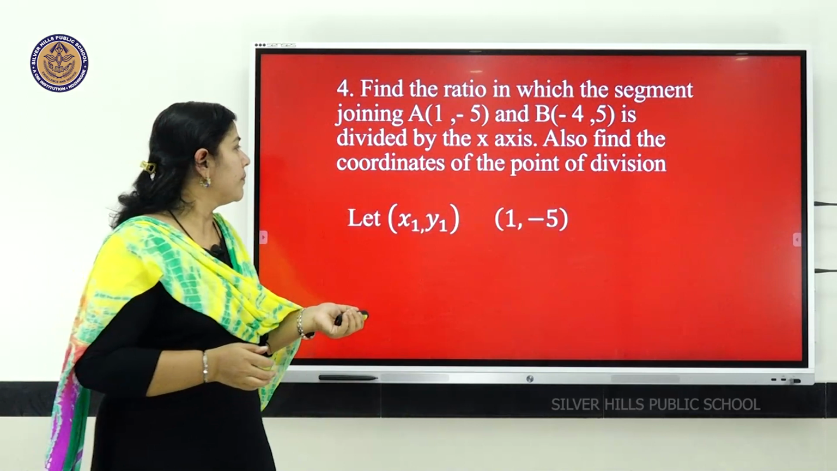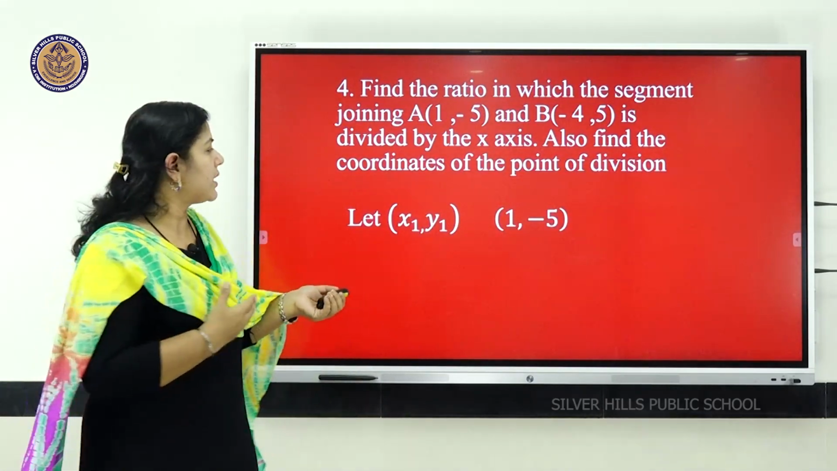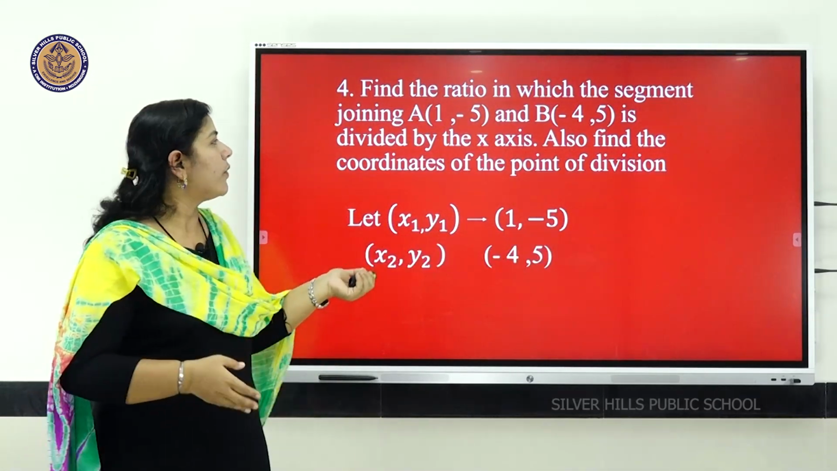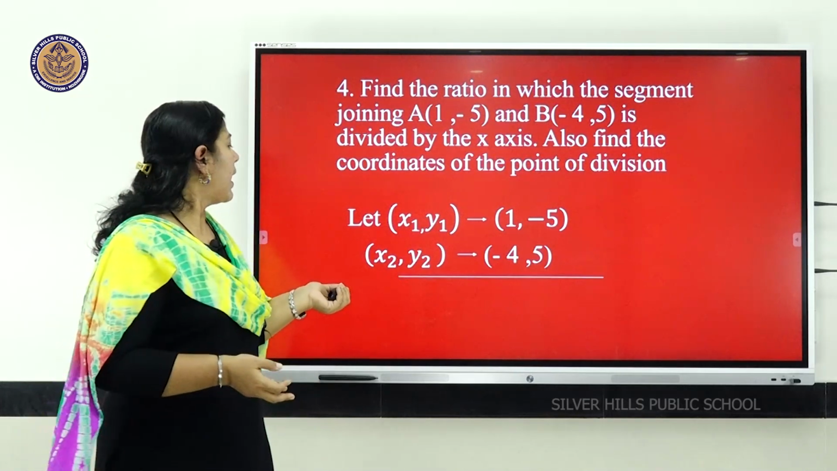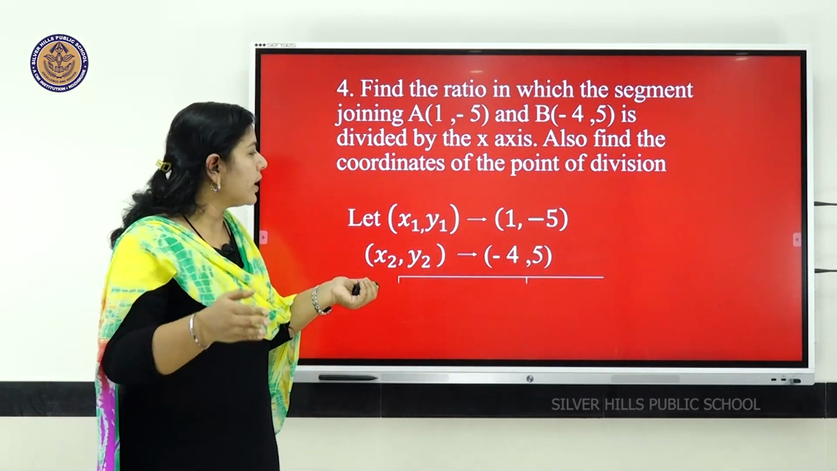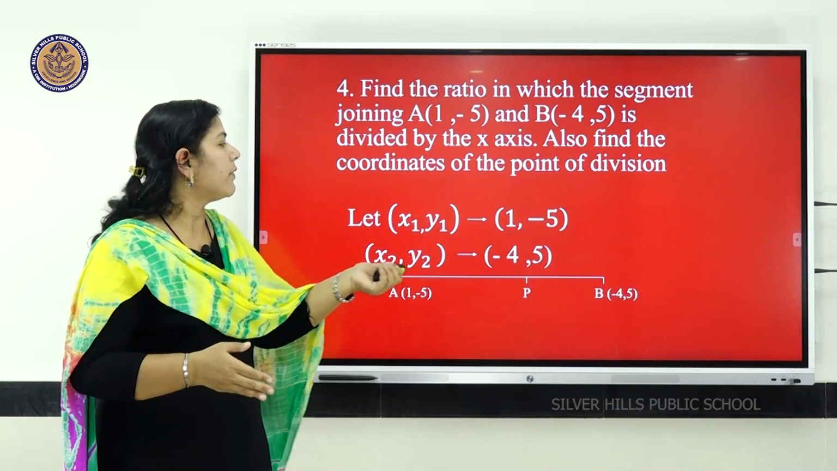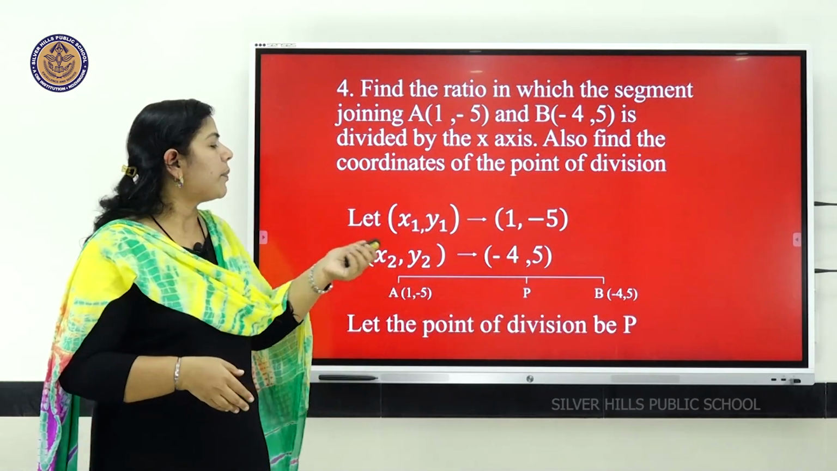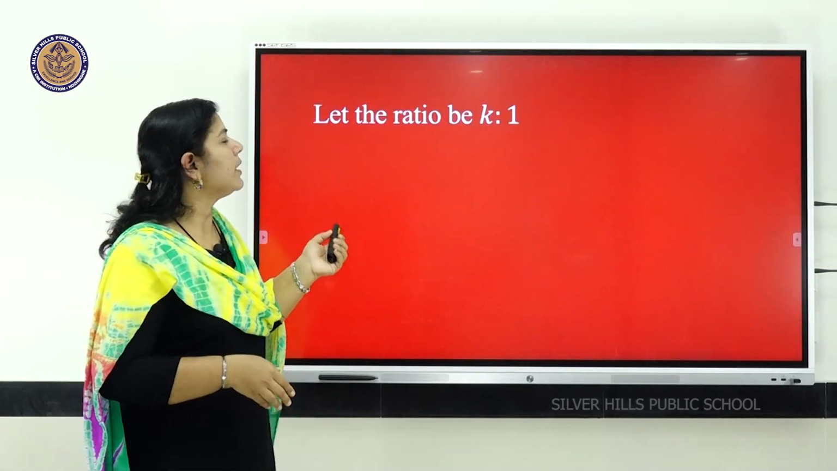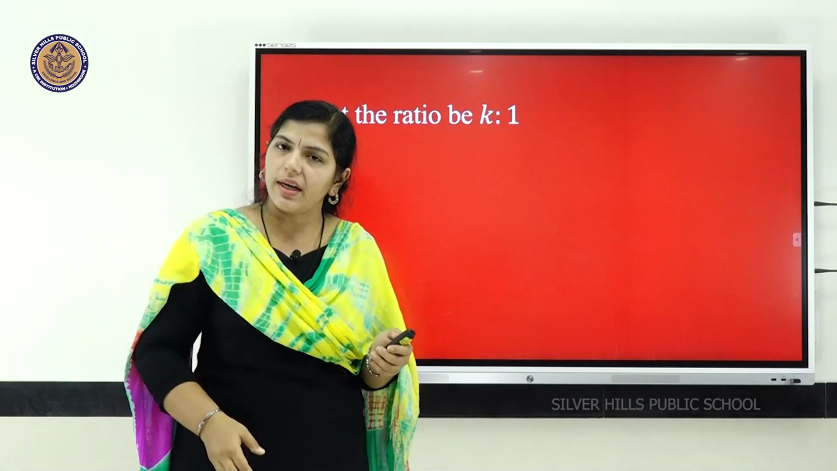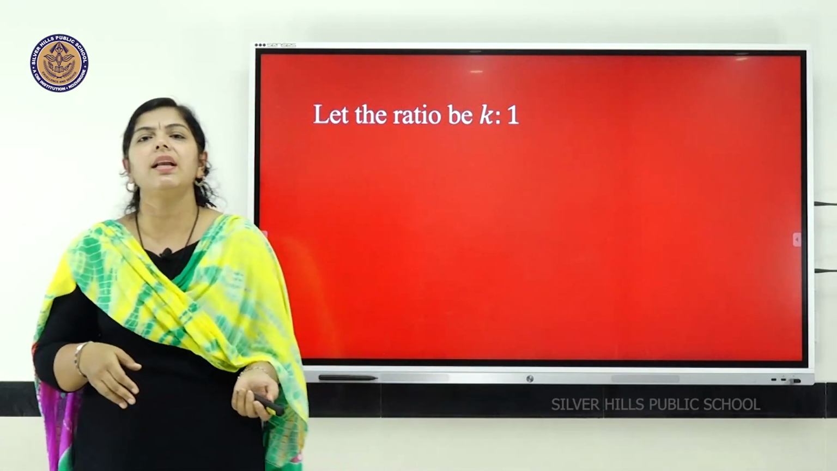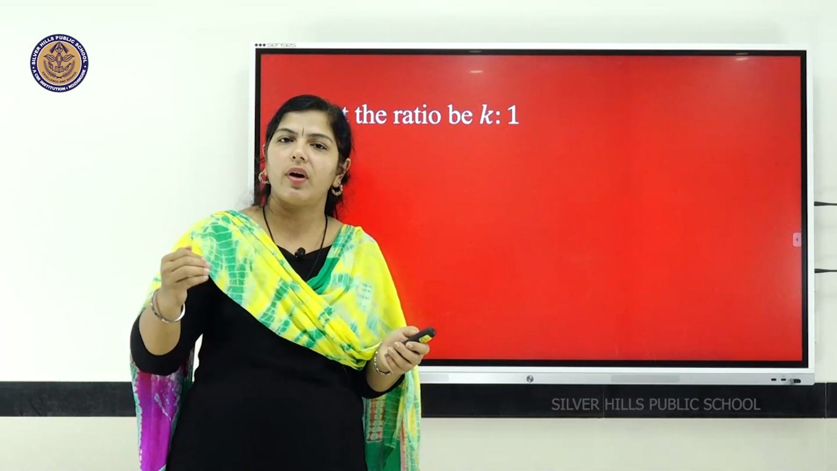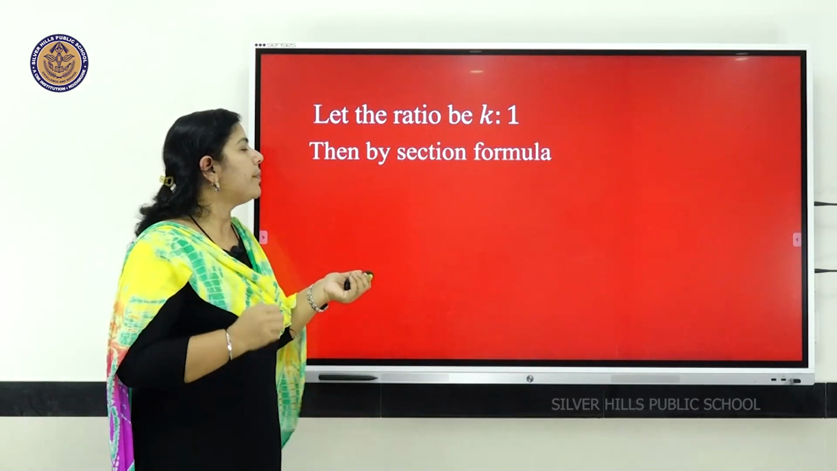Okay. Let us see how to do it. Given, we will just assume (x1, y1) is (1, -5), the two coordinates which are given, then (x2, y2) is (-4, 5). We will mark these 2 points, and P is the point of division we have taken. So, let the point of division be P. We will see the ratio. The ratio we have to find the same way as we have done in the previous question. We will assume the ratio as k is to 1, where k is the same as m1 by m2. Okay. Let the ratio be k is to 1.